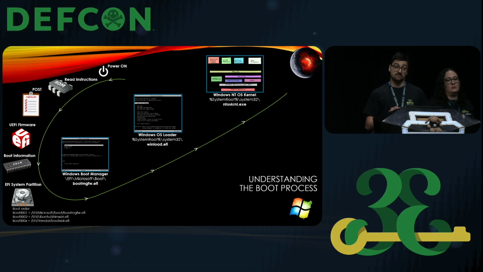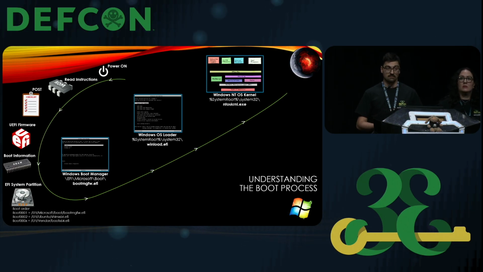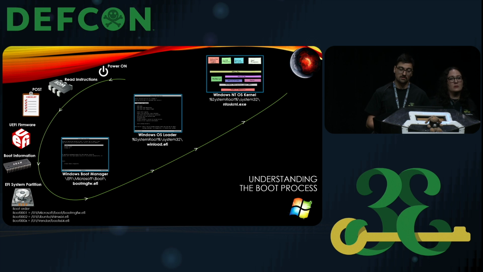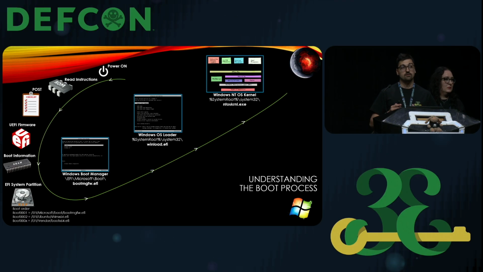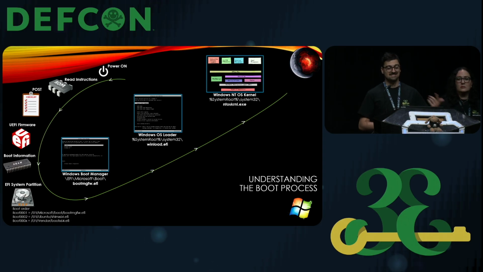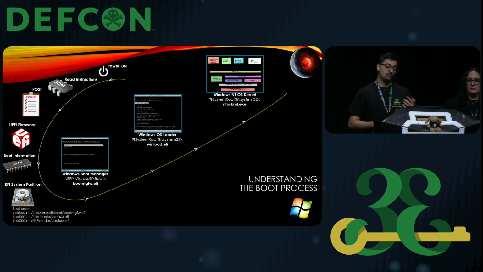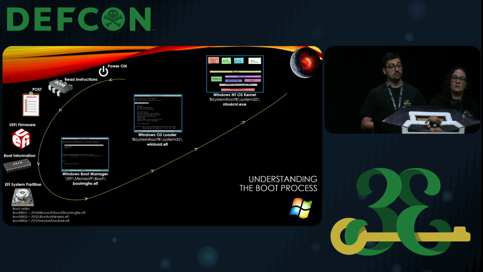One of the first files it loads is the Windows Boot Manager, a legitimate UEFI application found in a special disk partition called the ESP, the UEFI System Partition. The Windows Boot Manager loads the Windows OS loader, which loads the operating system kernel into memory. And from there, the operating system takes control and initializes its main subsystems.